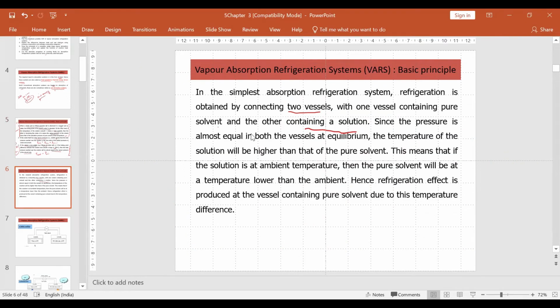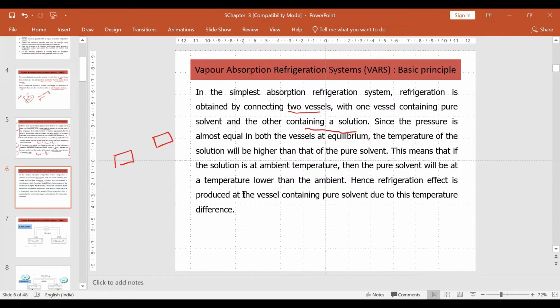So there are two vessels. First we'll read the sentence: with one vessel containing pure solvent and the other containing a solution. Since the pressure is almost equal in both vessels at equilibrium, the temperature of the solution will be higher than that of the pure solvent. Why? This means that if the solution is at ambient temperature, then the pure solvent will be at a temperature lower than the ambient. Hence, a refrigerating effect is produced.